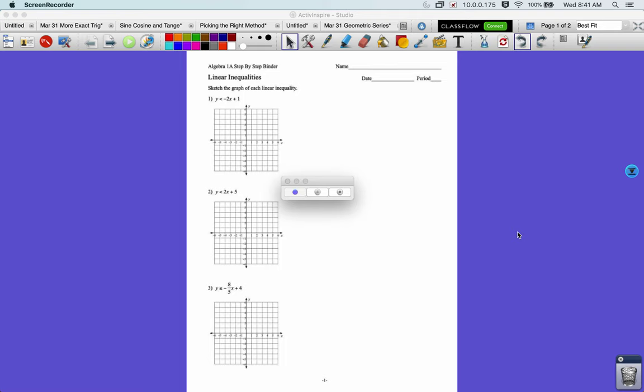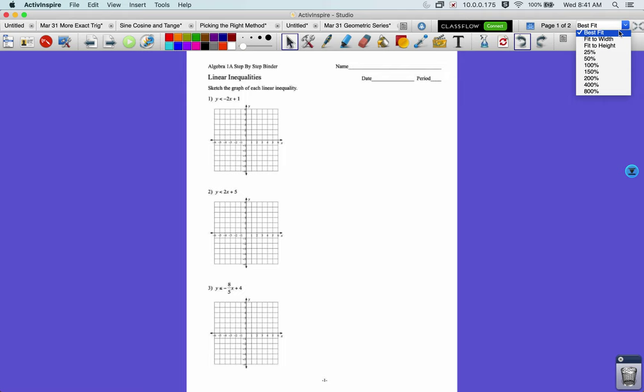Welcome. This is going to be our lecture video for April 1st. We're going to be doing a step-by-step binder lesson about how to graph something called linear inequalities. So either take these notes on a separate piece of paper or print off this document.